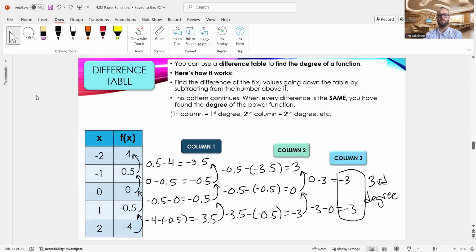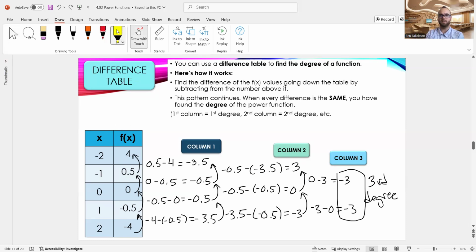And the difference table. This is different than what we've been doing, but this is something that will be on your quiz. And it's really not that difficult. It looks more intimidating than it really is. All you're doing is subtracting, okay? So you can use a difference table to find the degree of a function, right? Is it first degree, second degree, third degree? And here's how it works.